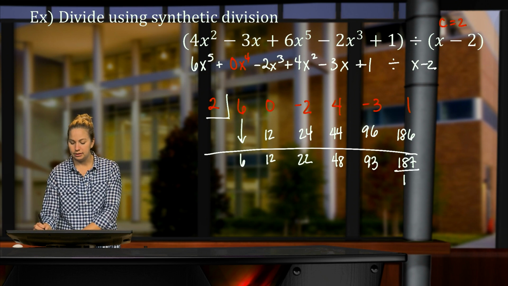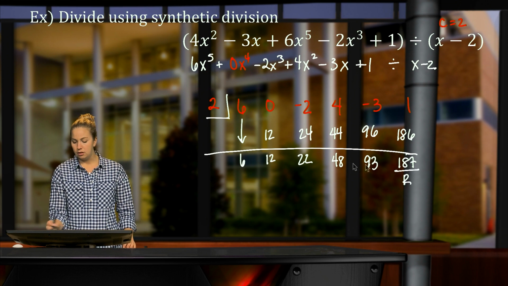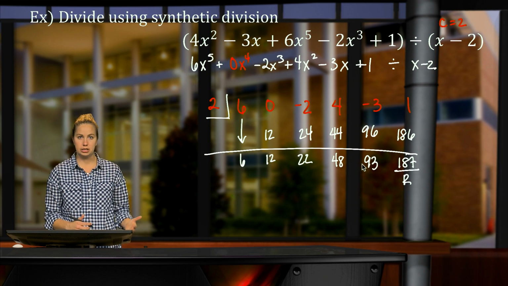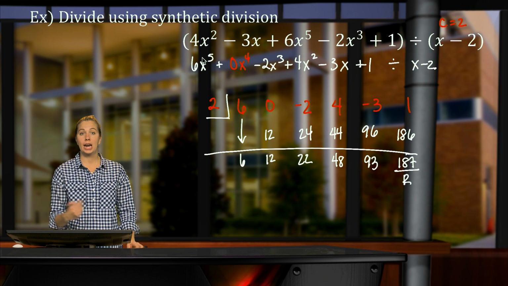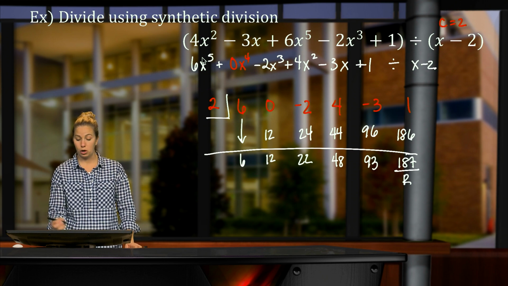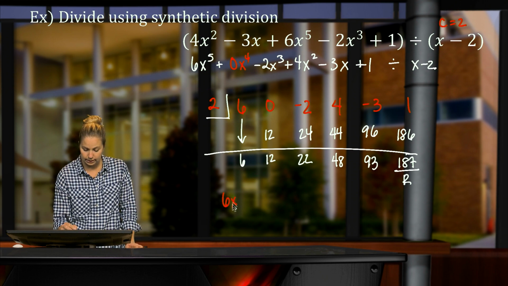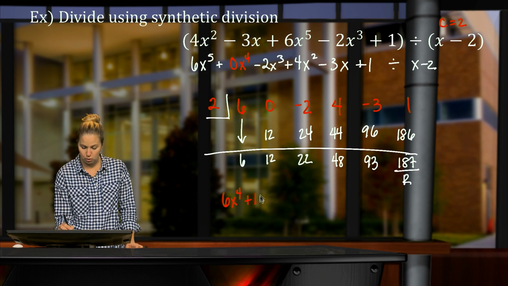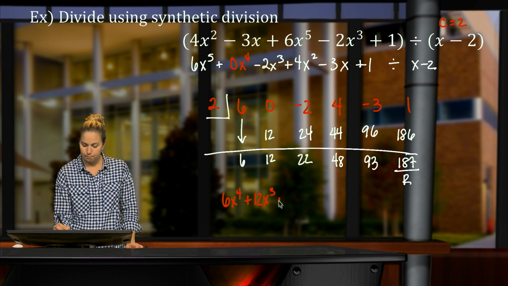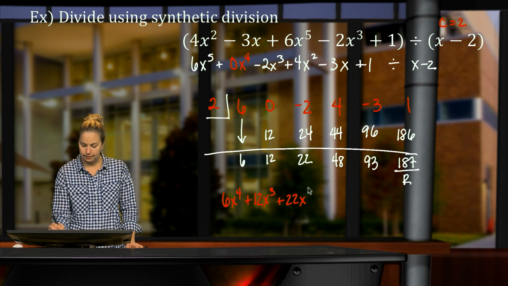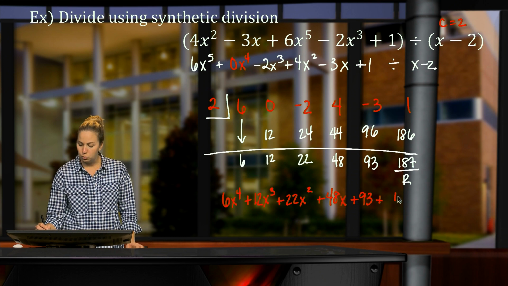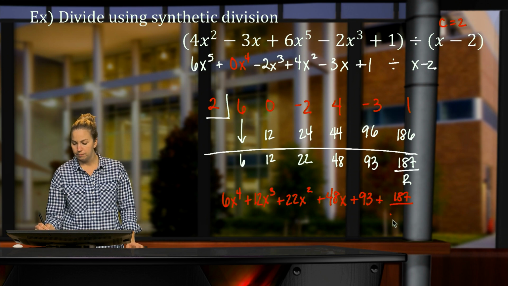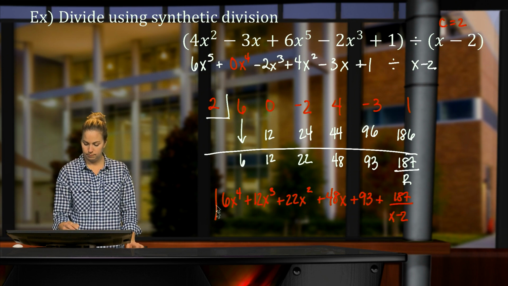The 187 is our remainder, and all of these other numbers are the coefficients of our quotient. Now, we started with x to the 5th, which means our answer will start with x to the 4th. So we have 6x to the 4th plus 12x cubed plus 22x squared plus 48x plus 93 plus 187 over x minus 2.